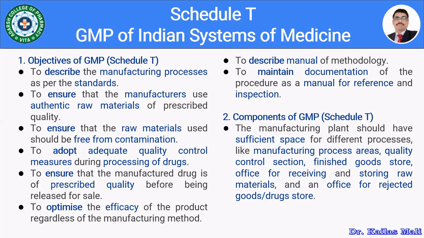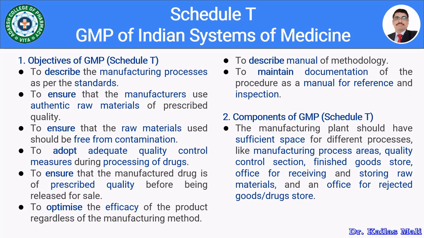To adopt adequate quality control measures during the processing of the ASU drug. So after manufacturing of the ASU drug, one should adopt adequate quality control measures to ensure that the manufactured drug is of the prescribed quality before being released for sale. So before the selling of the ASU medicine, the quality of the product should be ensured.